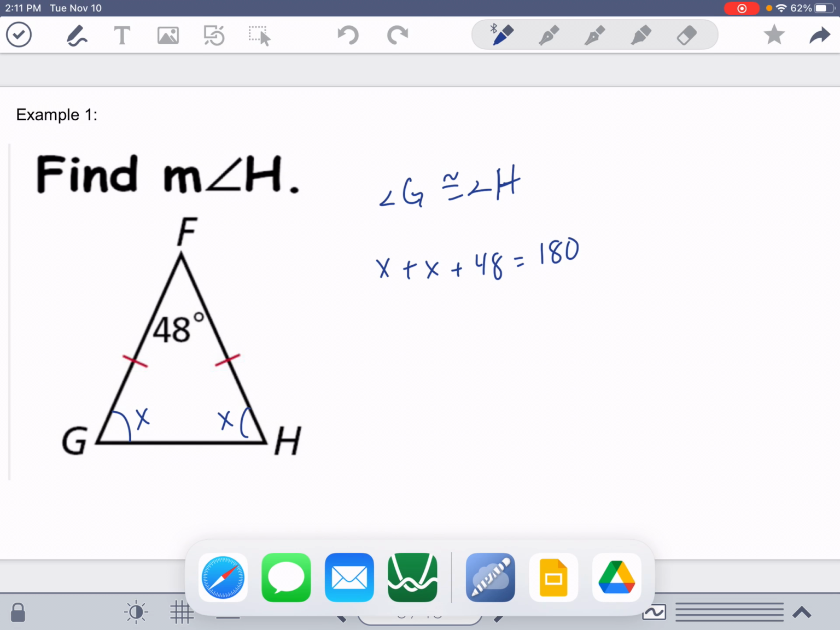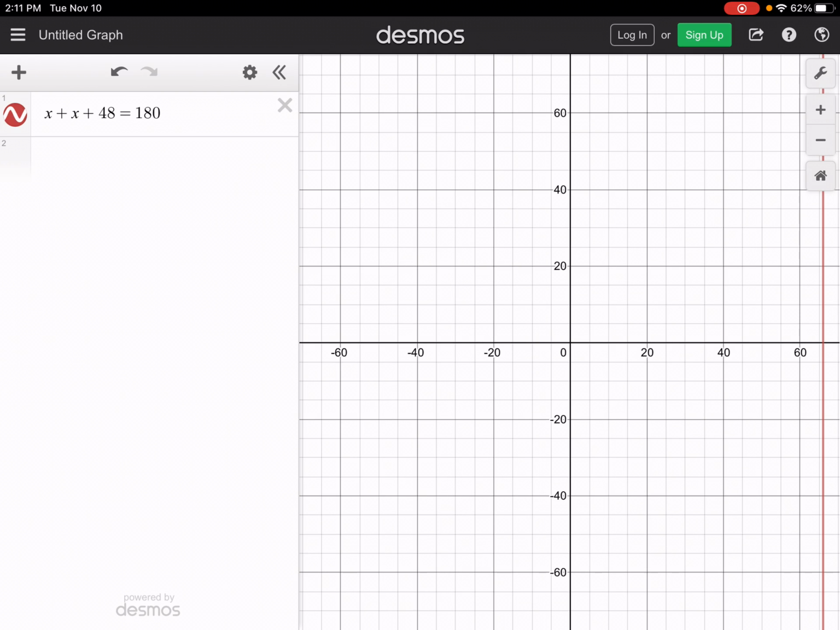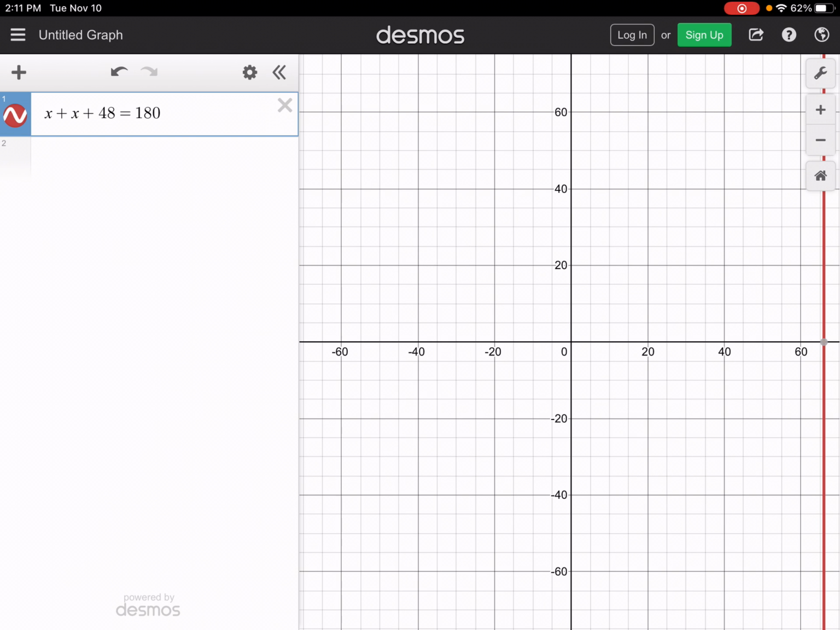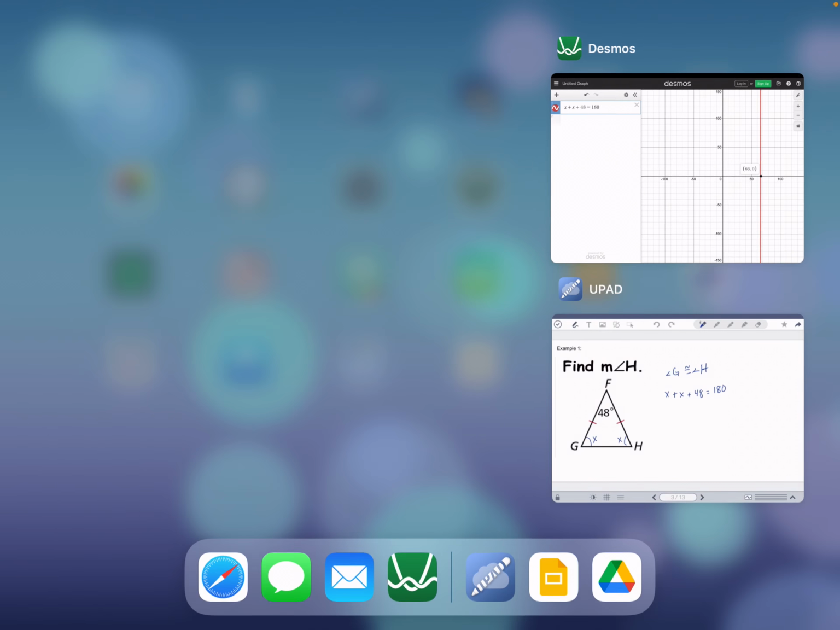We can type that into Desmos. X plus X plus 48 equals 180. Let me zoom out one more time. X is 66.